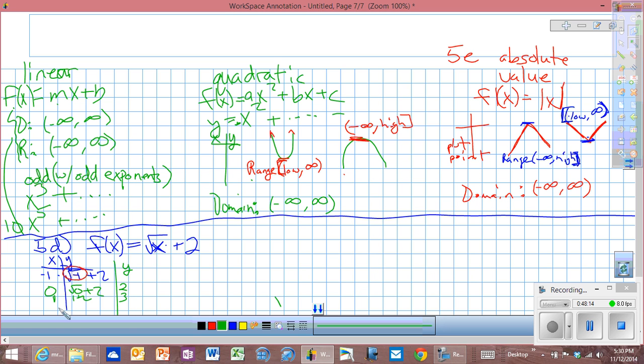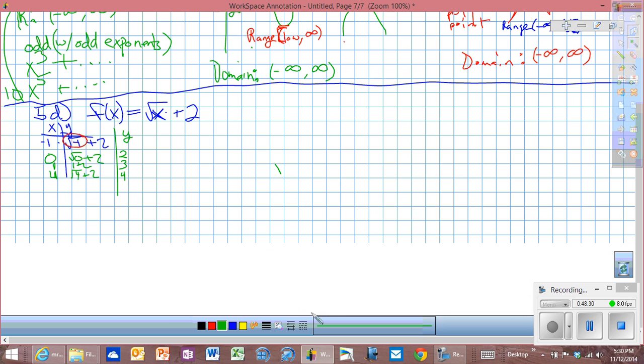Let's try to pick some numbers that I can take square roots of. I could take the square root of 0, I could take the square root of 1. Can I take the square root of 2, 3, 4? I can finally. 4. What's the square root of 4 plus 2? It's 2 plus 2, that's 4. What's the next number I can take the square root of? Is it 5, 6, 7, 8? You can finally take the square root of 9. So what's the square root of 9 plus 2? 3 plus 2 is 5. Let's go through and plot those points.